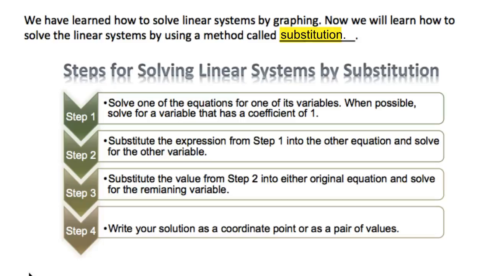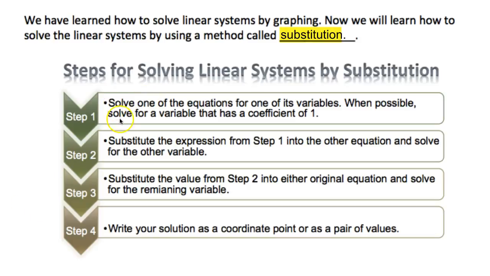Here are the steps. Step number 1. Solve one of the equations for one of its variables. When possible, solve for a variable that has a coefficient of 1. So coefficient, that is the number in front of the variable.